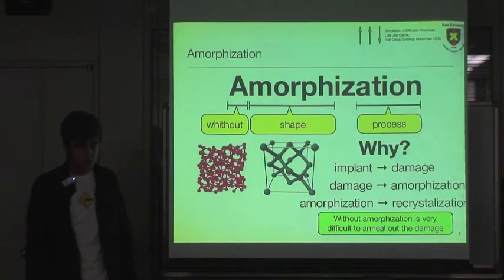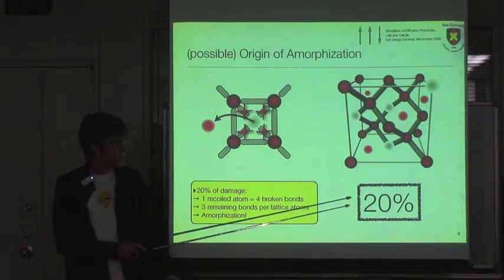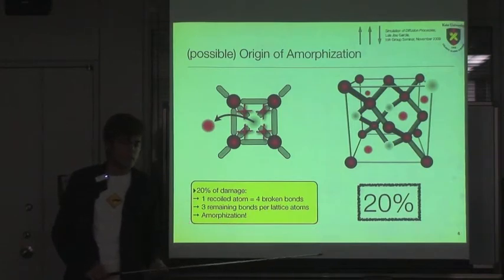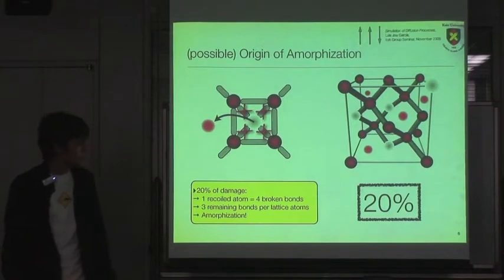And how is the damage produced? There is a theory that says that when from 20 to 25% of the atoms are recoiled out of their lattice position, then the material behaves as amorphous. So it loses the properties of a crystalline, and it becomes amorphous.